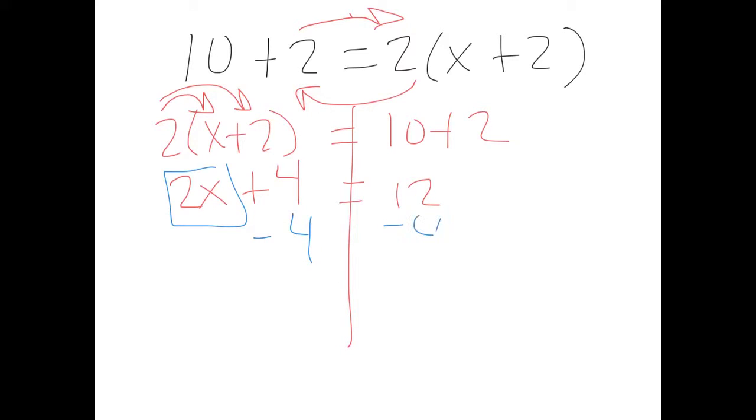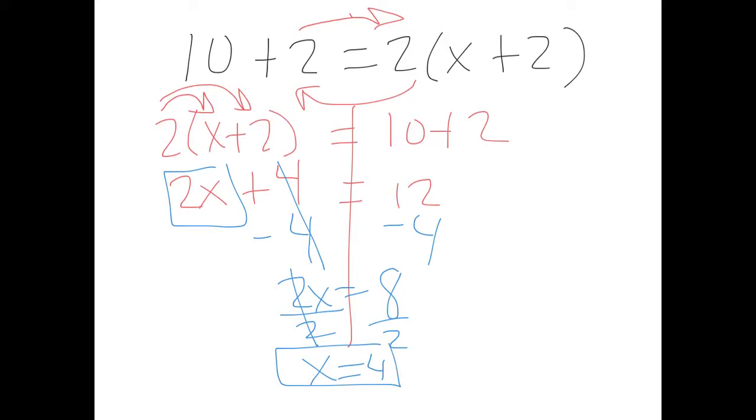Plus 4 gets a minus 4. Those cancel. Bring down my 2x, 12 minus 4 is 8. When it's beside it, I divide it. So I divide both sides by 2. And those cancel. And that is 4.